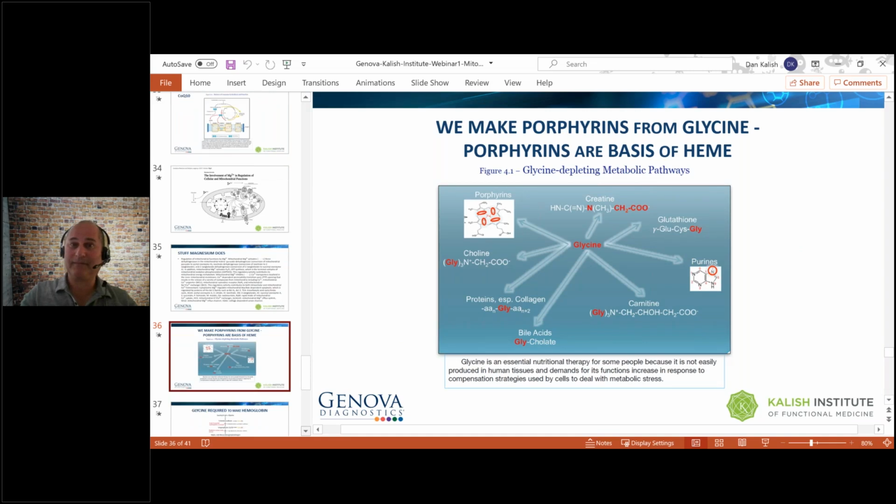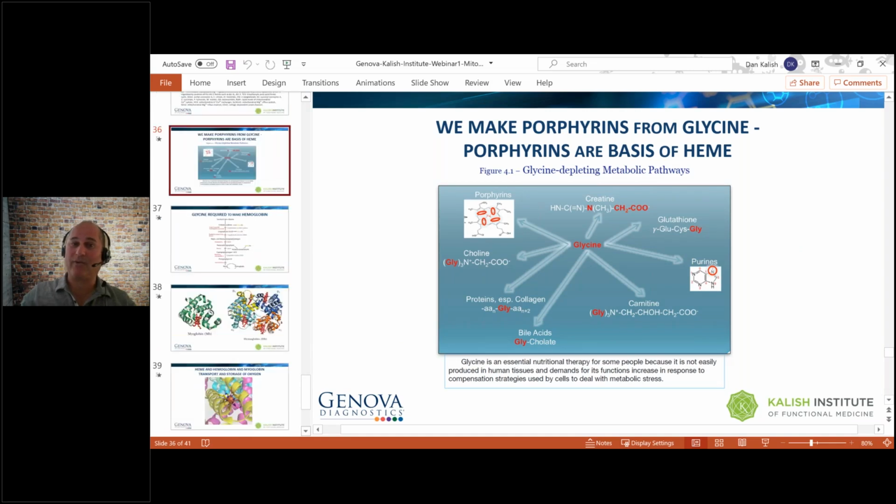So how does oxygen get around? Well, oxygen gets around on hemoglobin. That's how the whole thing works. And what is hemoglobin made of? Well, heme is made of porphyrins. This is a porphyrin ring. How do we make porphyrins? We use glycine. Interesting, right? So your body takes glycine, assembles porphyrins, and then that's the basis of heme.